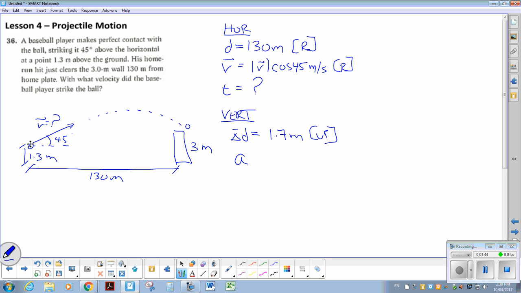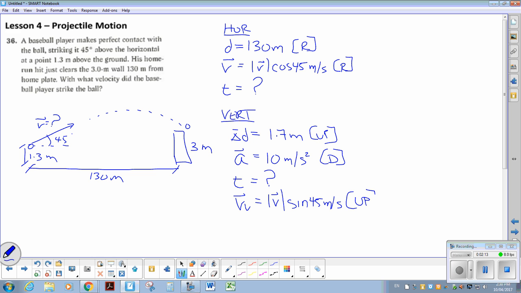I know my acceleration due to gravity. It's 10 meters per second squared down. And what else? I don't know how long it took for the ball to go up that high. And I do not know the launch velocity, so v vertical is also unknown. So in both cases, I have two unknowns. This is what I'll call the hardest question I can throw at you here. Two equations, two unknowns, so we're going to have to do a substitution.